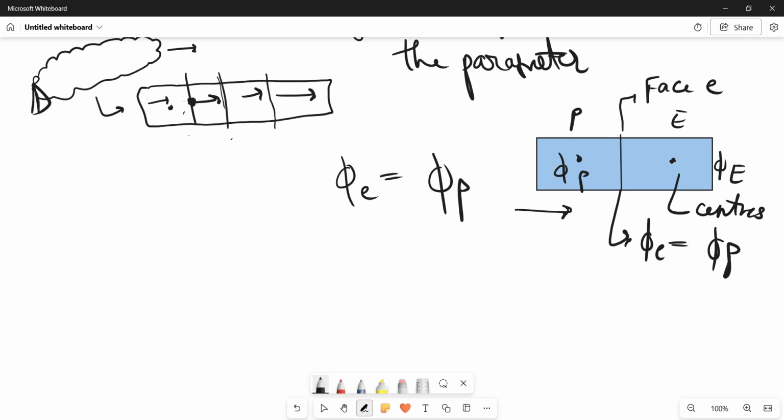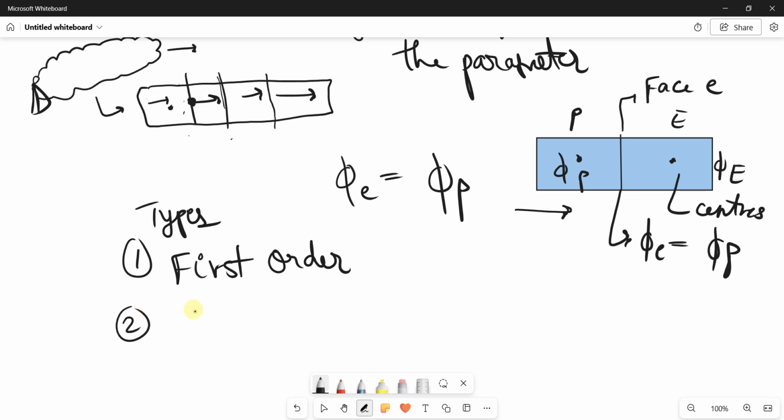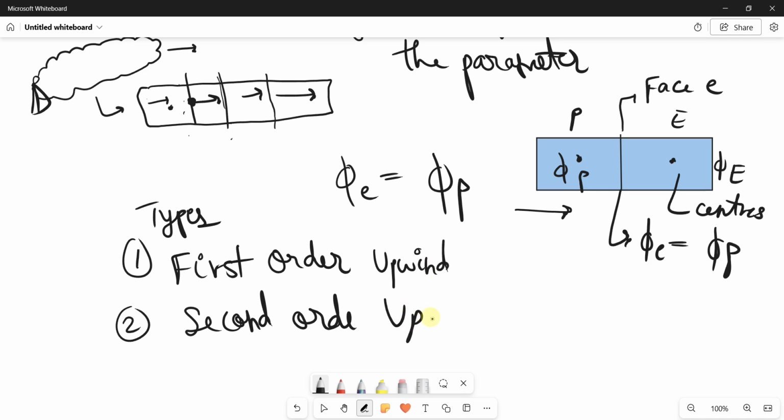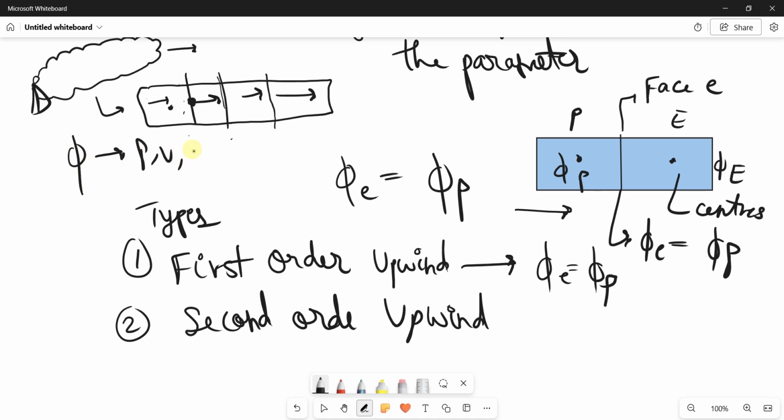Now there are a few things that you must know about this. You have two kinds of upwind concept. There are two types. One is your first order, and the second one is second order. So first order upwind and second order upwind. What do these mean? Your first order is technically what we just discussed. That is your phi at the phase is just the value of the parameter at the previous cell center, P, right? And just to avoid any confusion, phi here can be any parameter: pressure, velocity, density rho, energy, etc. So if I want to find the pressure at this phase small e, then it is equal to the pressure at the previous cell center, small p. That is what the first order upwind says.